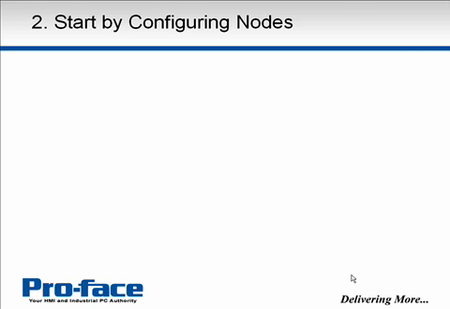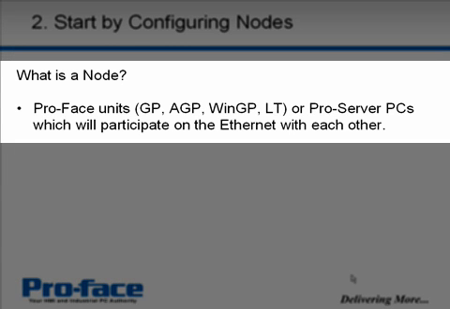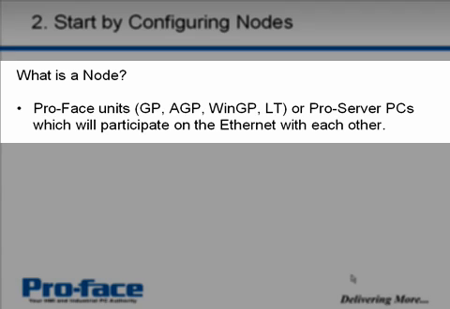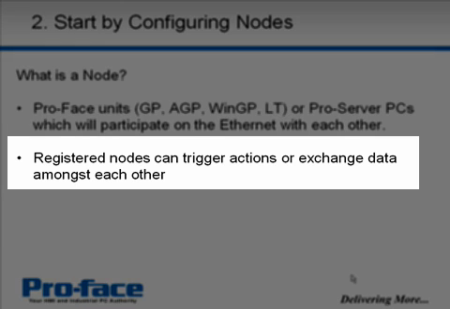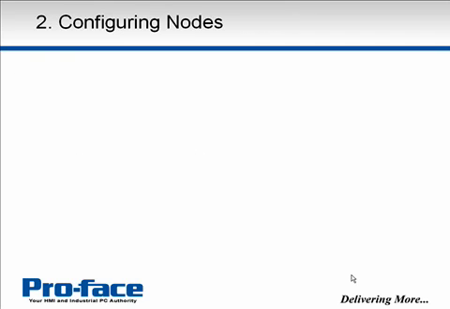It all starts by configuring the participating nodes, the network nodes for the project. What is a node? Any of the Proface units, GPs, AGPs, WinGP or LT, or the ProServer PCs themselves that are on the project are called ProServer nodes. Once you've registered each of these devices, then you can trigger actions or exchange data between them.